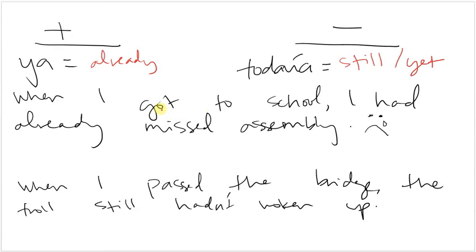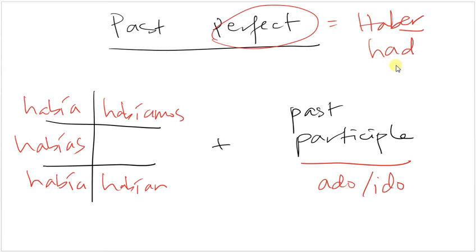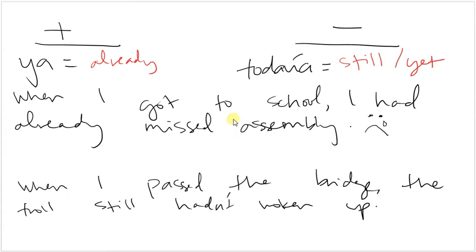So just a couple examples. When I got to school, I had already missed assembly. Sad face. You guys got to get there on time. Okay. Normally, when you're using the past perfect, you're saying something that had happened. So it's almost always going to go with something else. So I had already missed assembly happened before I got to school, right? So you have another action as a context in time. And this other thing had happened or had not happened before that.